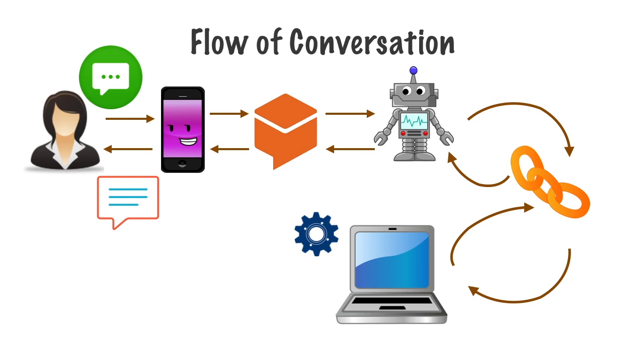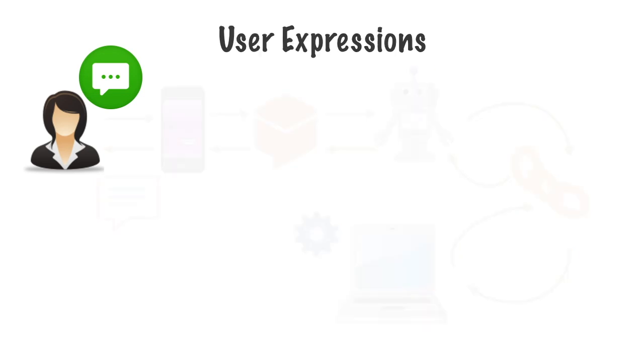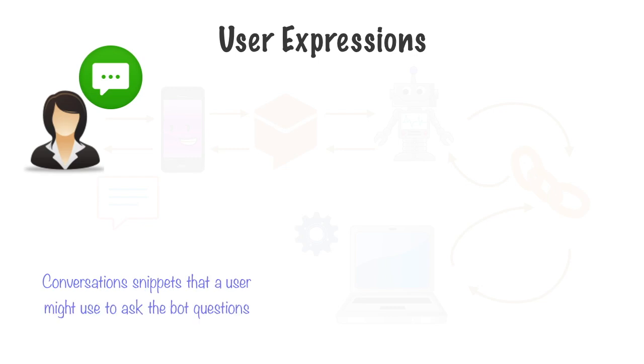There are lots of common terms or concepts used to define what we just saw in this big picture. Let's try and understand some of these. The text fragment, the phrase, or the sentence that the user uses to construct his query or the conversation snippet is called user expression. The user expression is essentially the questions that you might ask the chatbot or statements that you make to it.